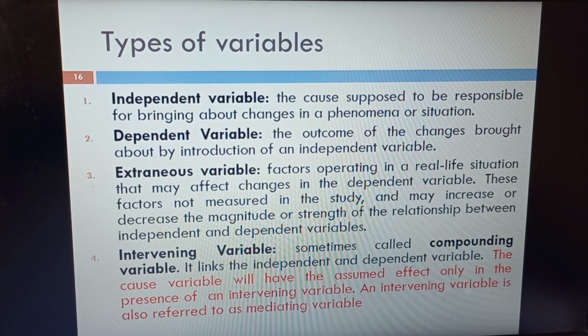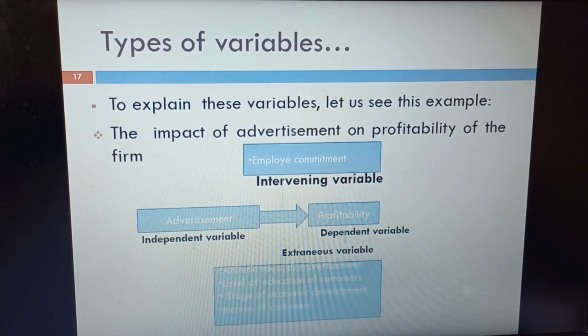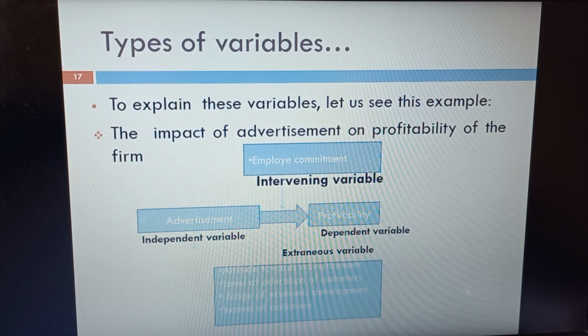Another is the intervening variable, sometimes called compounding variable, or more recently in AMOS it is called mediating variable. It is a variable which links the independent and dependent variable. The cause variable will have the assumed effect only in the presence of an intervening variable. Let's have a look at the following diagram for better understanding.